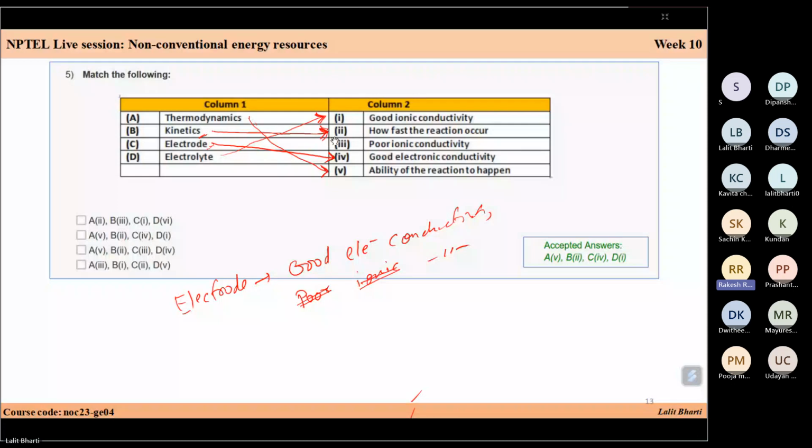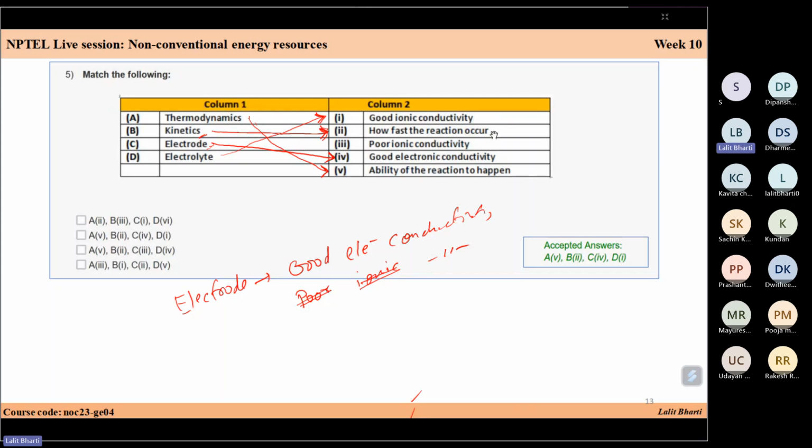Okay. So then we have good ionic conductivity. So we know that your electrolytes should be with good ionic conductivity and very little electronic conductivity. So option D goes with your first option, good ionic conductivity.